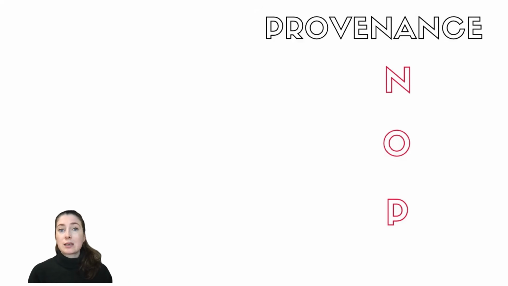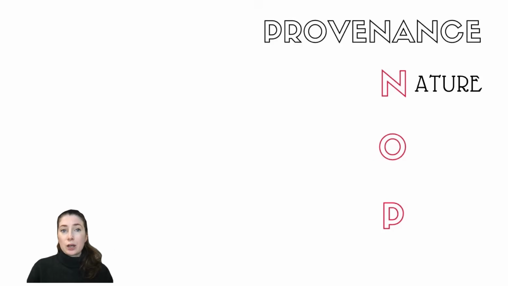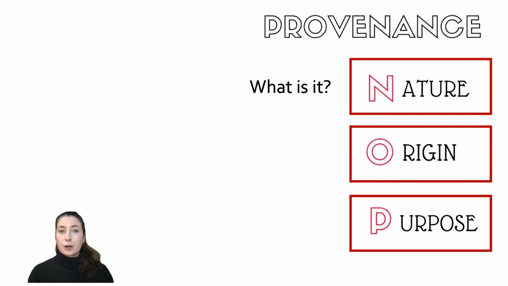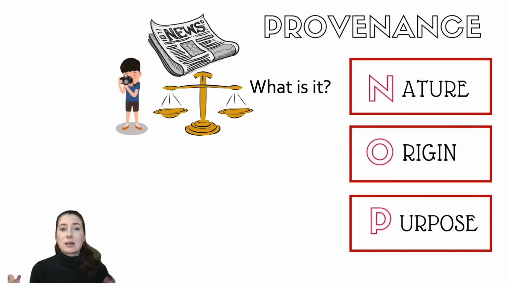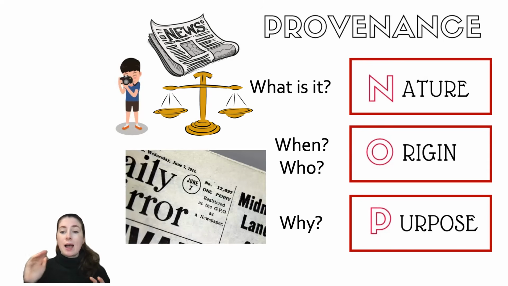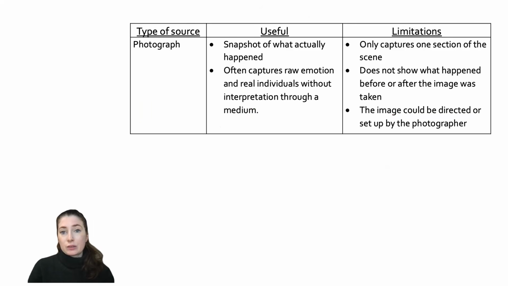One way of remembering this is NOP, nature, origin, and purpose. So the nature, what is it, okay? Is it a newspaper? Is it a photograph? Is it a piece of law? Is it a speech? Is it a diary entry? What is the source in front of you? Origin, when was it written and who was it written by? And purpose, why was it written? And you need to deal with 1 or perhaps 2 of these options.